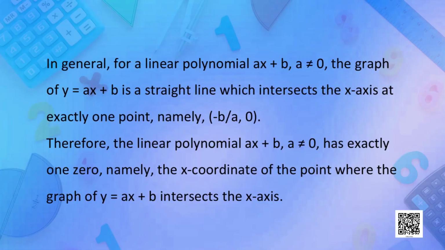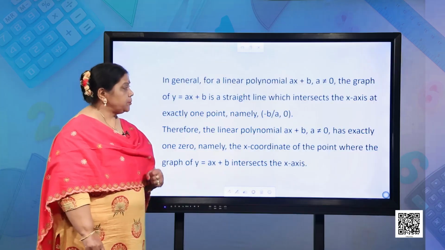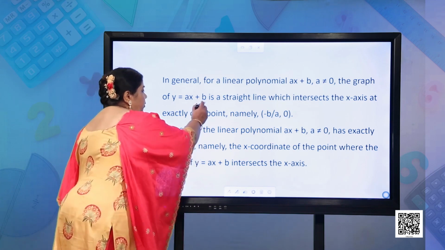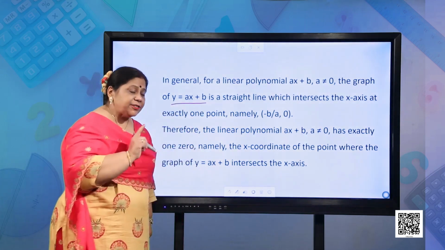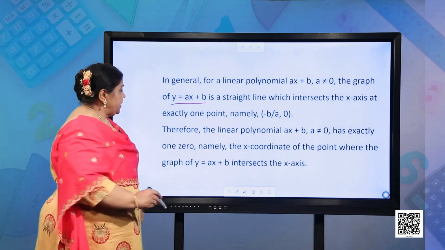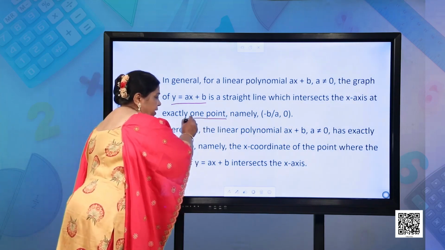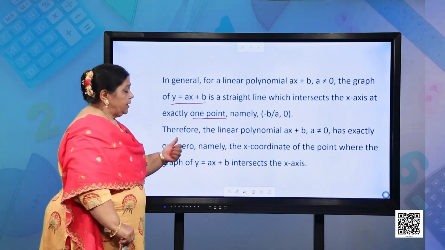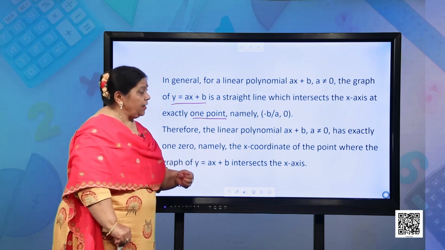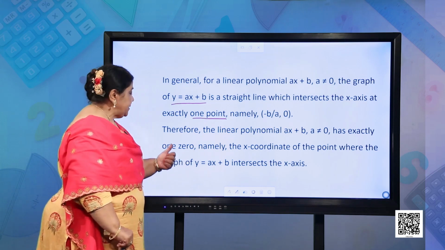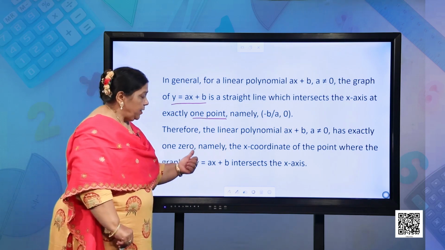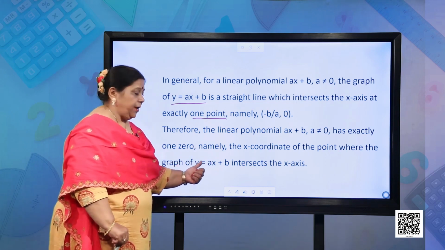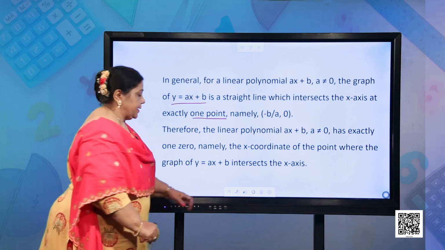Let us see in general for a linear polynomial ax plus b where a is not equal to 0, the graph of y is equal to ax plus b is a straight line which intersects the x axis at exactly one point, namely -b upon a, 0. Therefore, the linear polynomial ax plus b where a is not equal to 0 has exactly one 0, namely the x coordinate of the point where the graph of y is equal to ax plus b intersects the x axis.